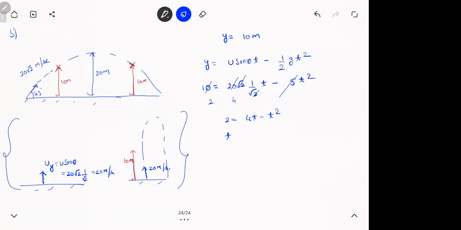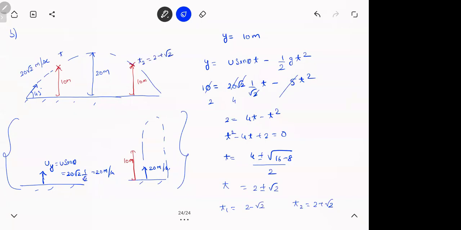You got a quadratic. So t square minus 4t plus 2 is equal to 0. So t will be 4 plus or minus root of 16 minus 8, by 2. That's 2 plus or minus root 2. You can go and check it out in the one dimension motion. Exact same answer. So we get the time t2 as 2 plus root 2 while coming down, and t1 as 2 minus root 2 while going up. Since you didn't tell me which one, I'll take both of them as right answers. But in the exam, they'll tell you to find the time when it reaches 10 meters while going up or coming down.